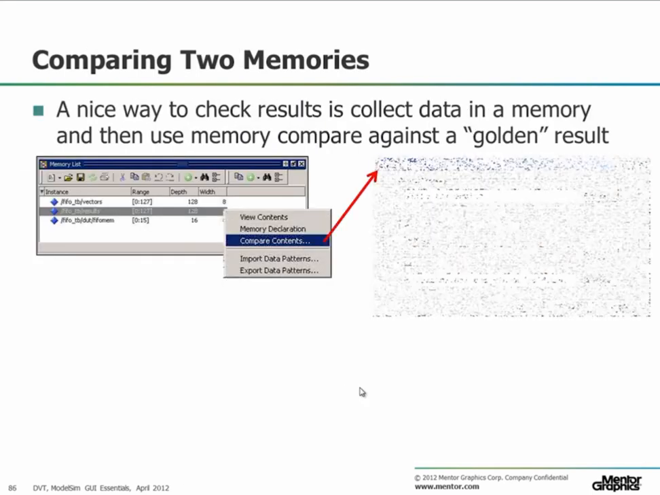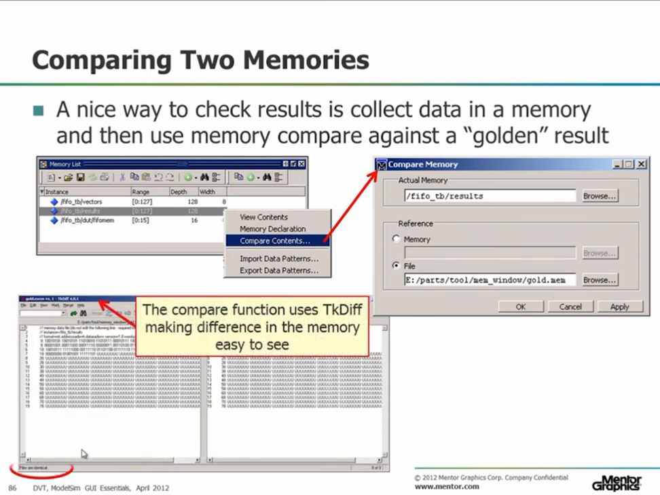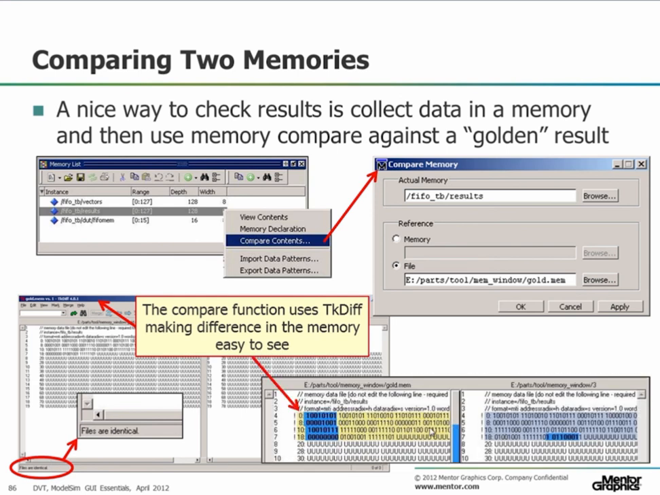I can compare the contents of two different memories. So for instance here, I'm saying, let's look at my results memory, and let's compare that to this file that I saved away earlier. Maybe the correct answer is that I compare those two things. It uses tkdiff, and it says those two files are identical. I say, hey, my simulation passed. If they're different, it will highlight the differences between my gold standard and my actual results.